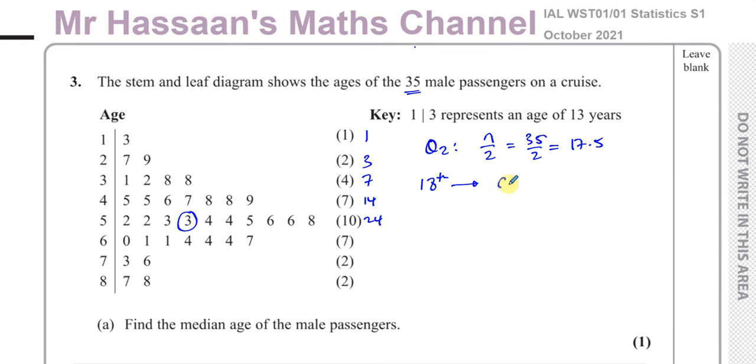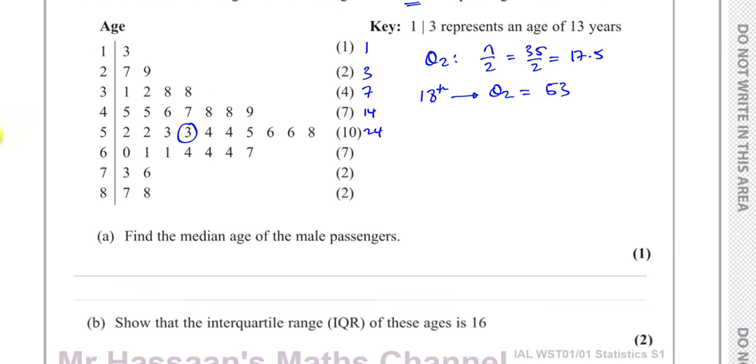So we can say Q2, the median, is equal to 53. I'll write the answer here: the median Q2 is equal to 53. It's in the position of the 18th term and its value is 53.